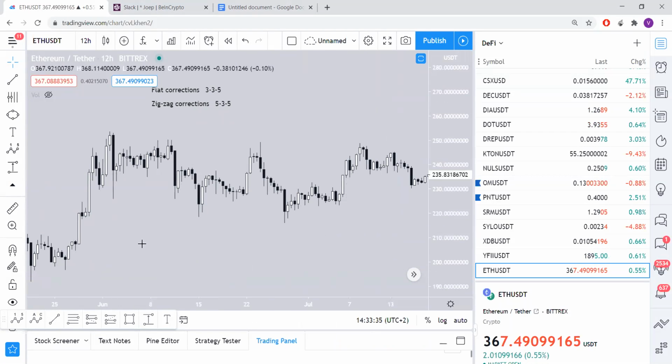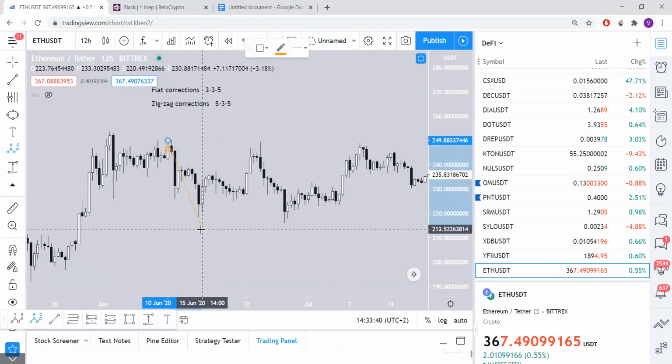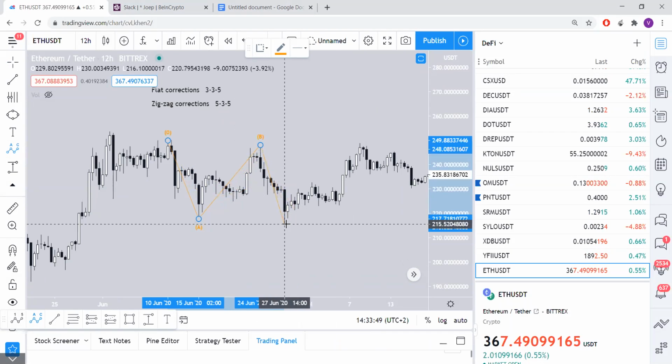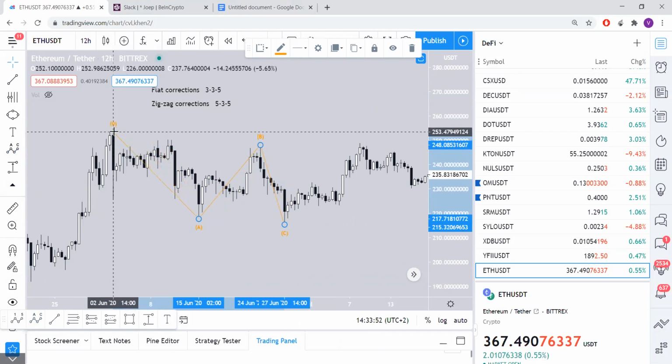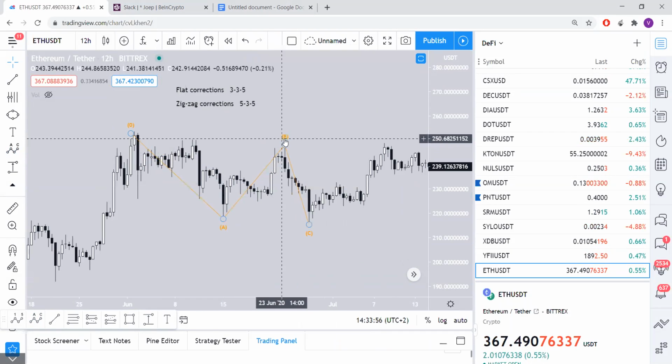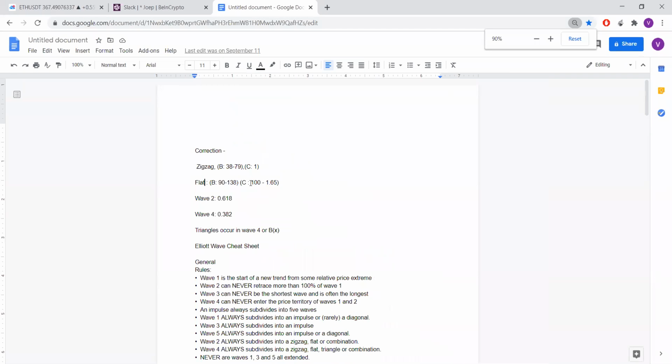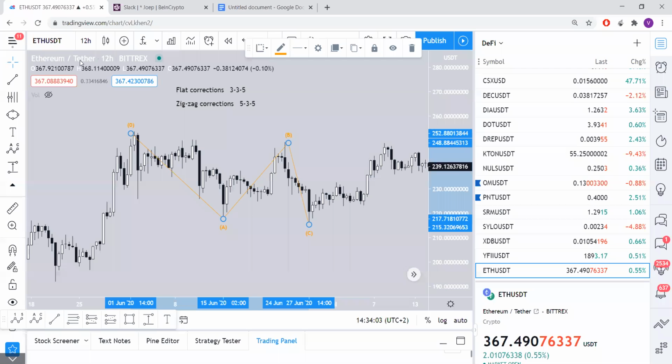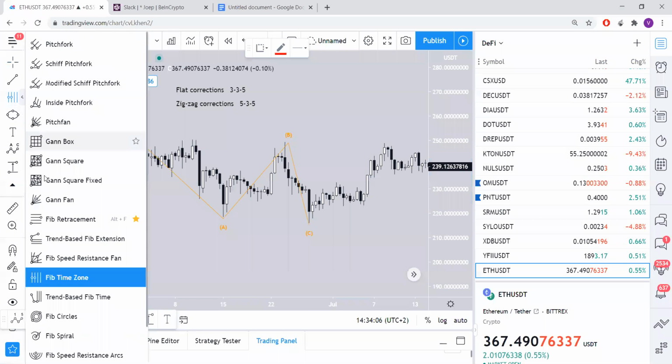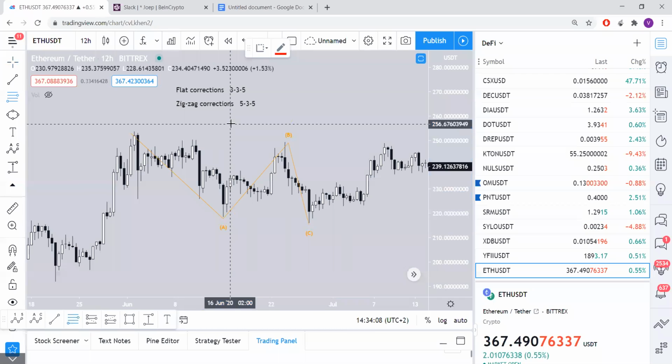So this is a flat right here. We have A, B, and C. I think this goes from here, right? So the thing with flat corrections is they retrace 90 to 138% of wave A.